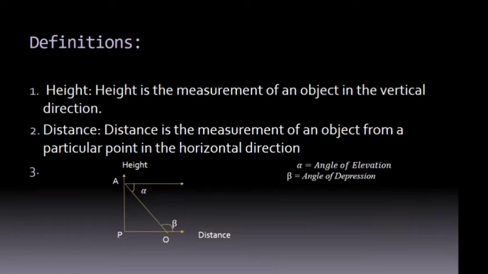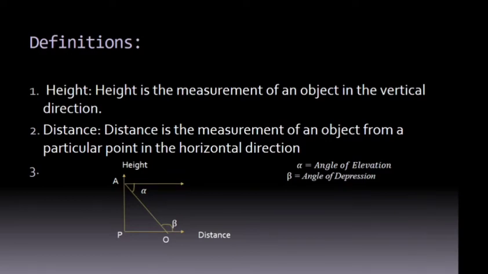So height is the measurement of an object in the vertical direction. So we measure the height of a tree. We measure the height of a person. Okay, we measure the height of a tower. We say the height of the tower is 100 meters. Okay, so whatever measurements are done in the vertical direction is called a height.